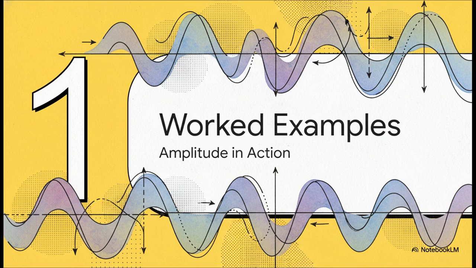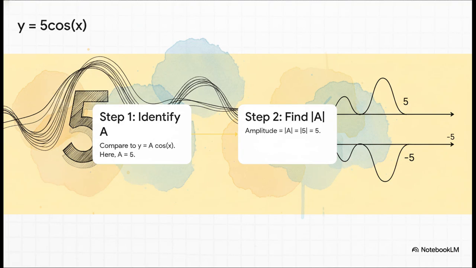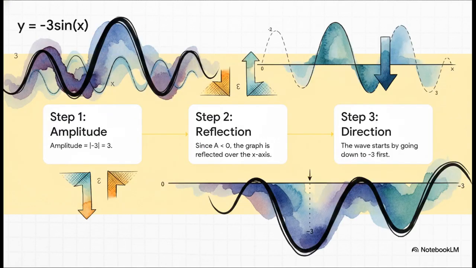Okay, now that we've got the theory down, let's make sure it sticks by running through a couple of quick examples. First one up, y equals 5 cosine x. Okay, this is pretty straightforward, right? Our a is 5. The absolute value of 5 is, well, 5. So the amplitude is 5. That means the wave goes all the way up to 5 and down to -5. Easy.